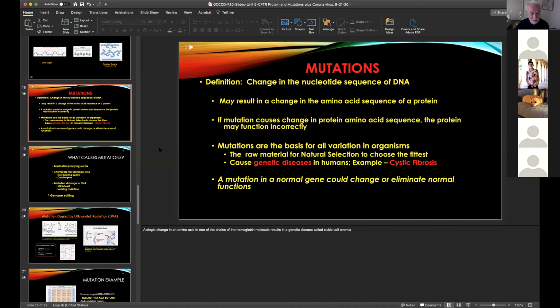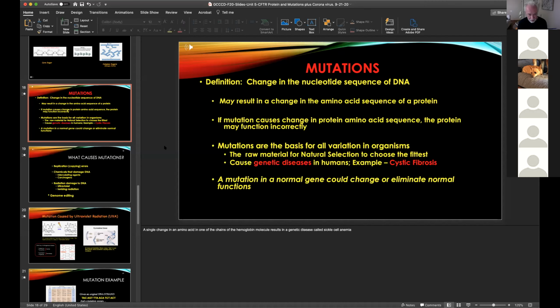And now I'd like to get to the really interesting part of this, which is mutations. What is a mutation? It's a change in the nucleotide sequence of DNA. It's that simple. Any change is a mutation. It may result in a change of the amino acid sequence of the protein, or it may not, as we'll see. If a mutation causes a change in the amino acid sequence, the protein may not function correctly. And again, it may or may not function correctly, as we'll see.